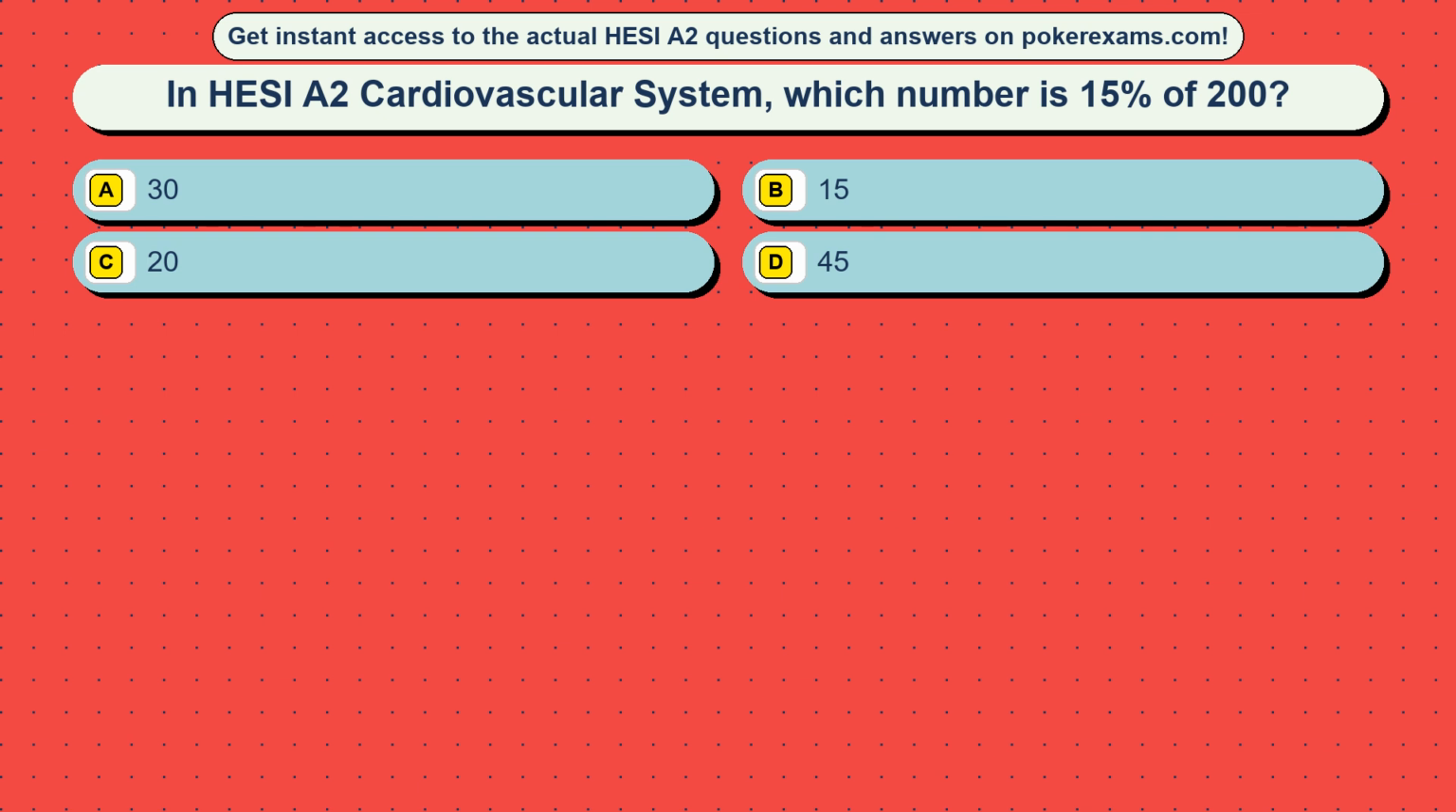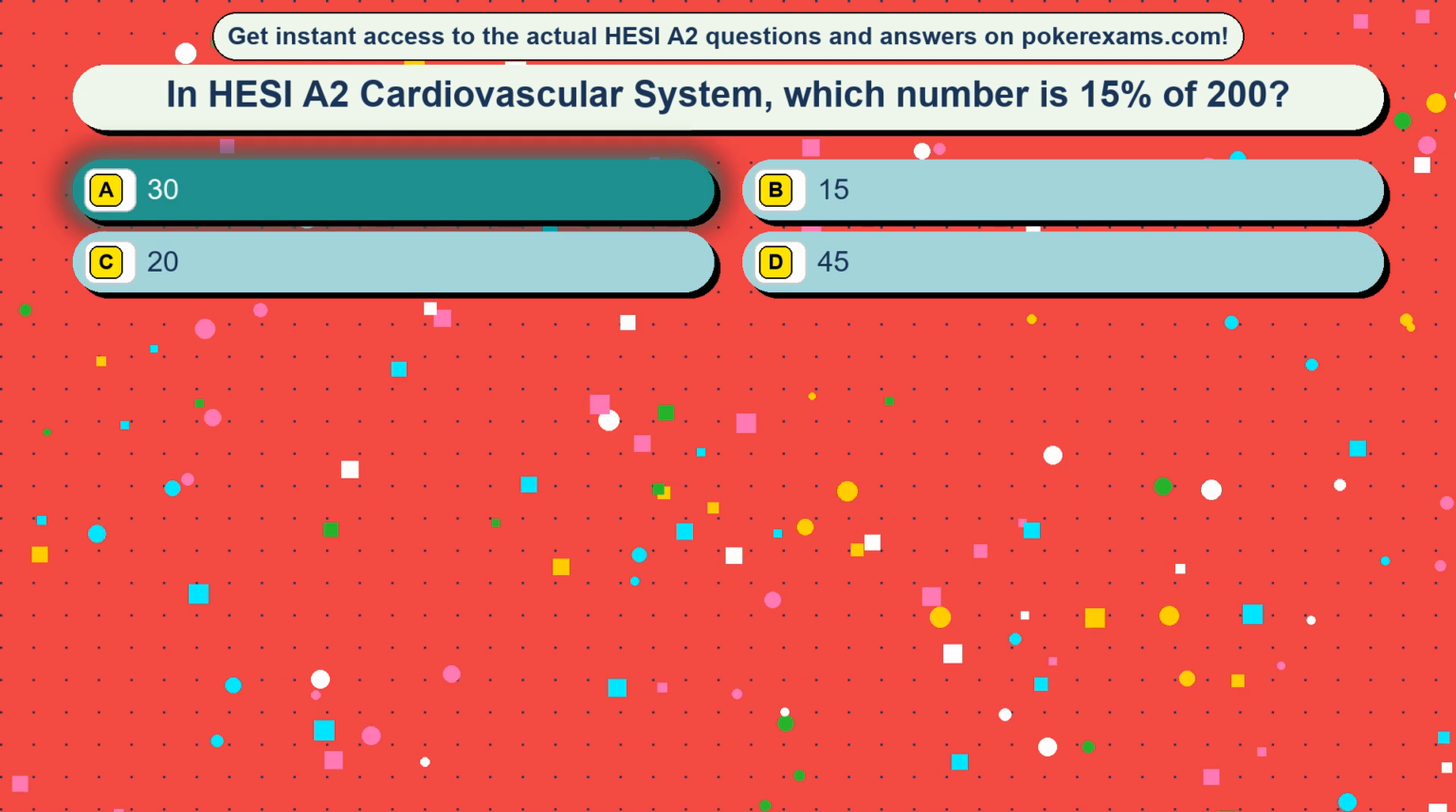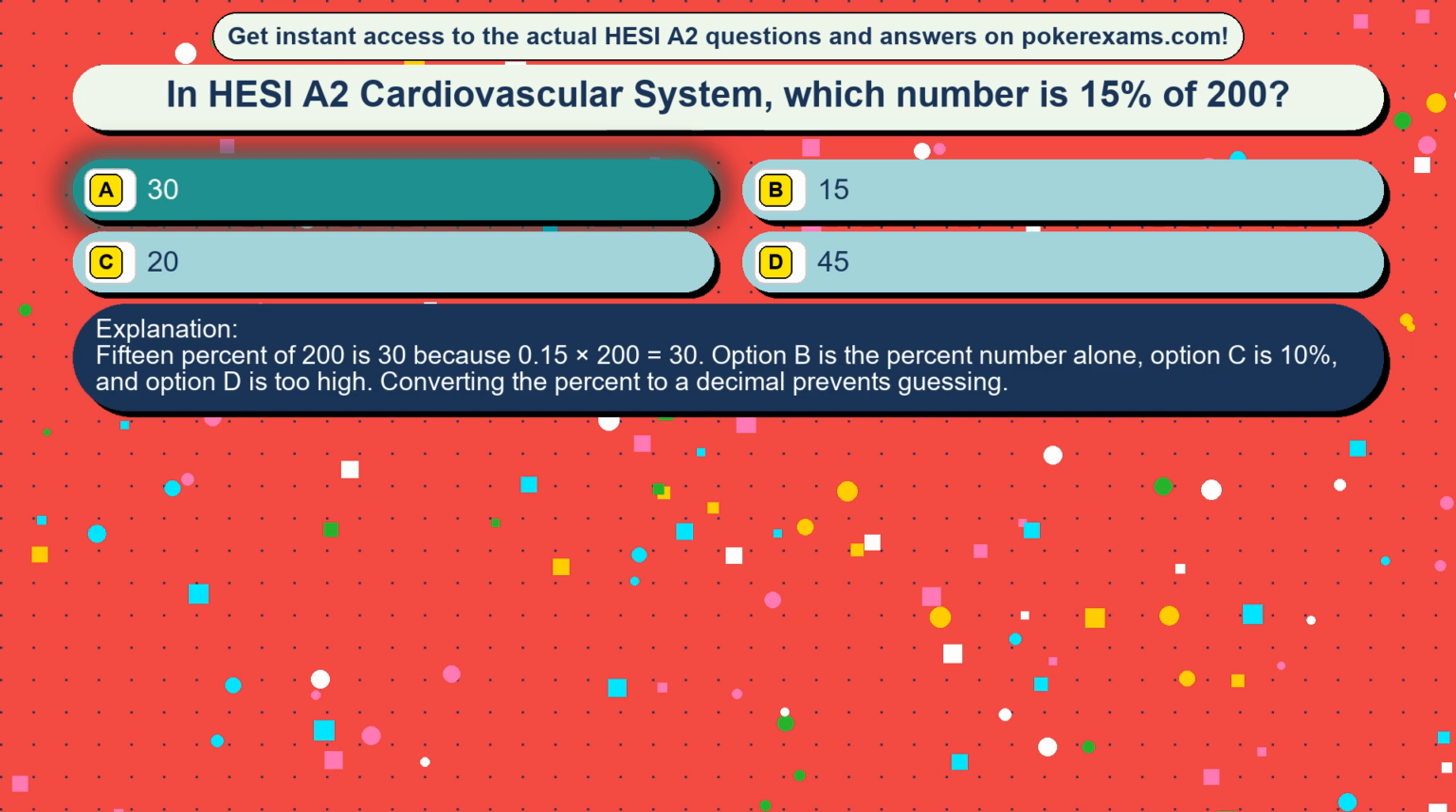Option D, 45. The correct answer is option A, 30. 15% of 200 is 30 because 0.15 × 200 equals 30. Option B is the percent number alone, option C is 10%, and option D is too high. Converting the percent to a decimal prevents guessing.